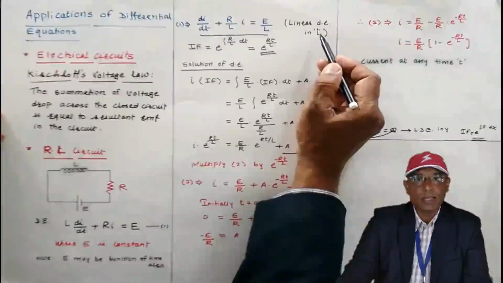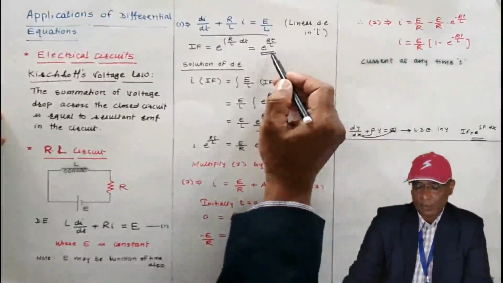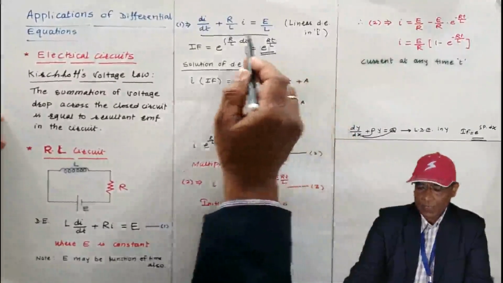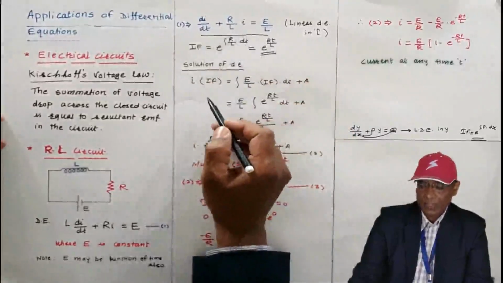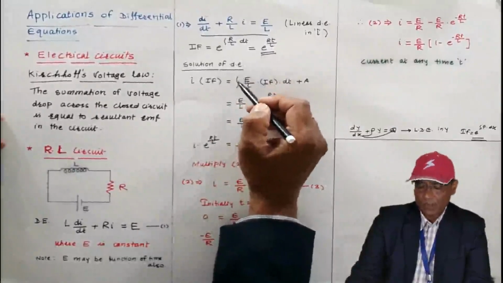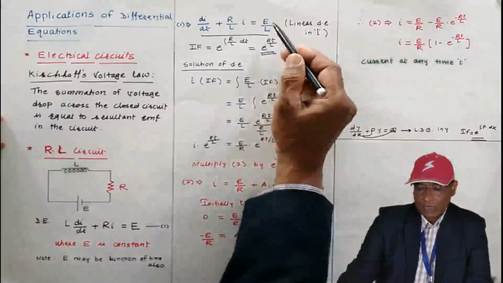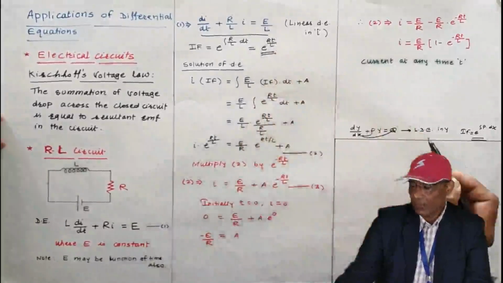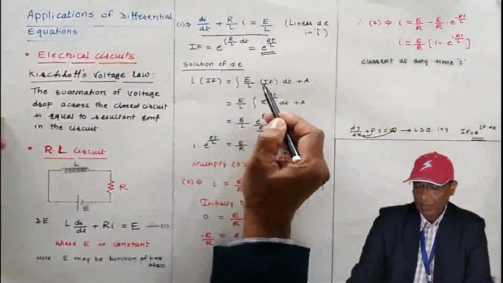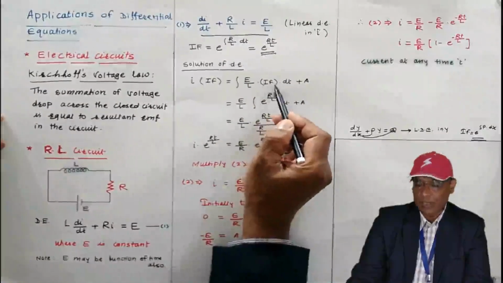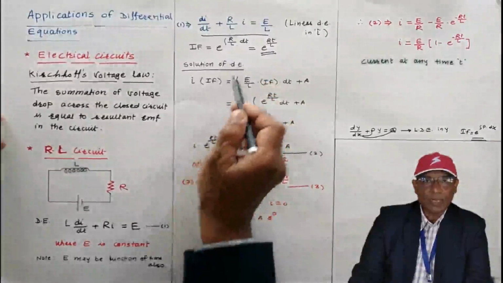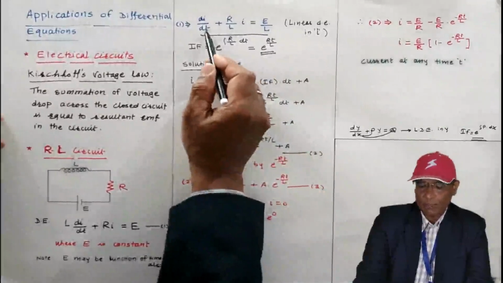In a linear differential equation, once you get the integrating factor, you can easily write the solution. How to write the solution? I multiplied by the integrating factor is equal to the integral of the right-hand side of the linear differential equation, which we used to call q. Here the right-hand side is E by L, multiplied by the integrating factor, and that must be integrated with respect to time t. Whatever integrations and derivatives are carried out must be with respect to t.